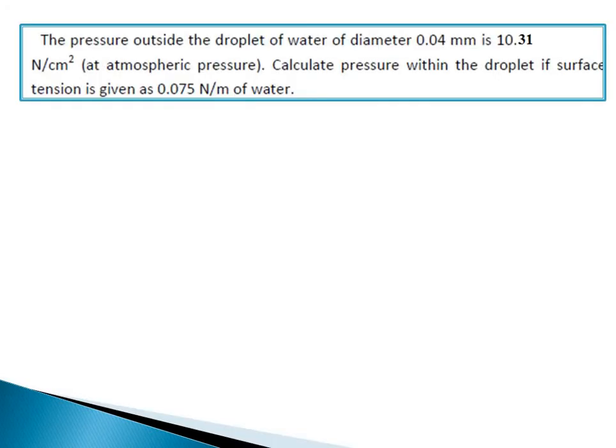Okay, so by using these formulas we are going to solve the problem. And the problem is: the pressure outside a droplet of water of diameter 0.04 mm is 10.31 newton per centimeter square. That is the atmospheric pressure. Then calculate the pressure within the droplet if the surface tension of water is given as 0.075 newton per meter.